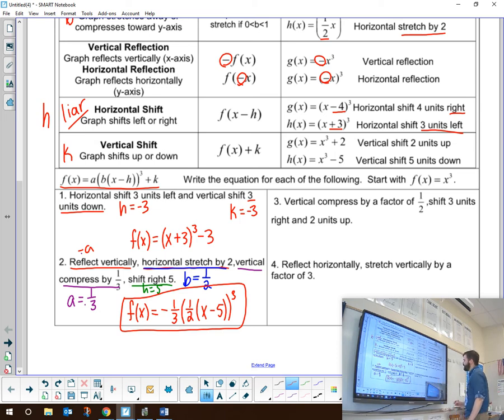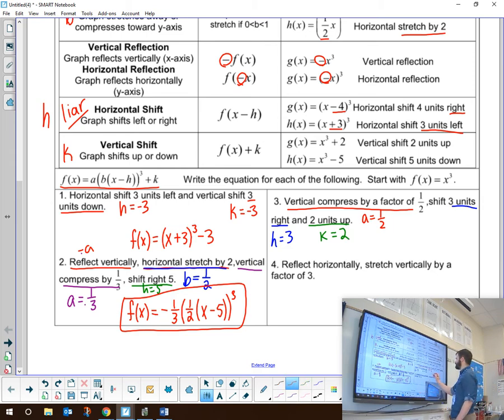Number 3. Vertical compressed by a factor of 1/2. That means A equals 1/2. Shift 3 units right, so that's going to be my H equals 3. And then 2 units up, my K equals 2. All right, so this one's pretty easy to write.